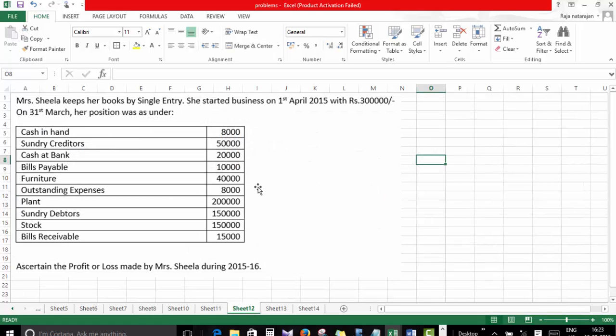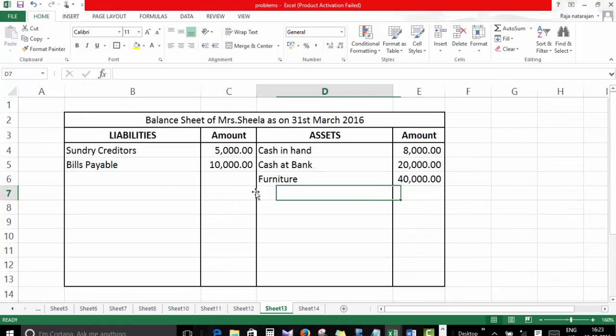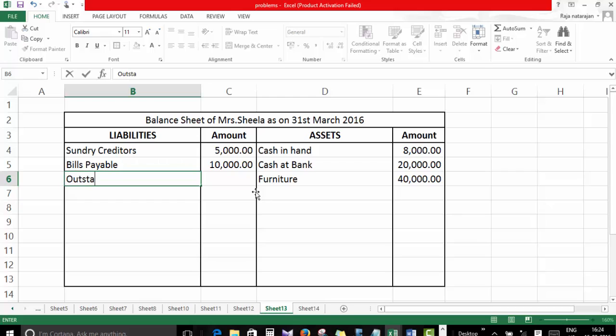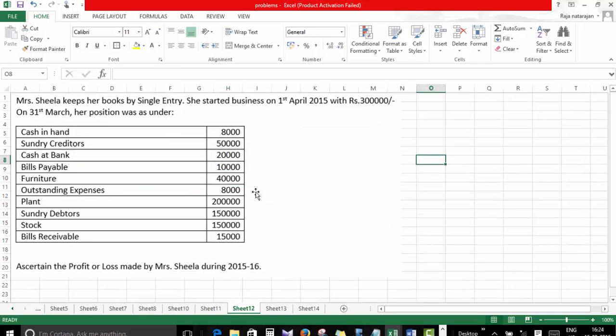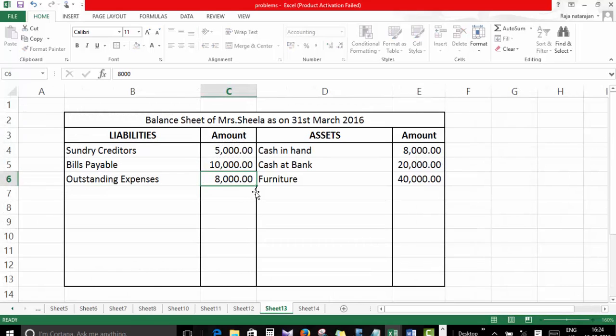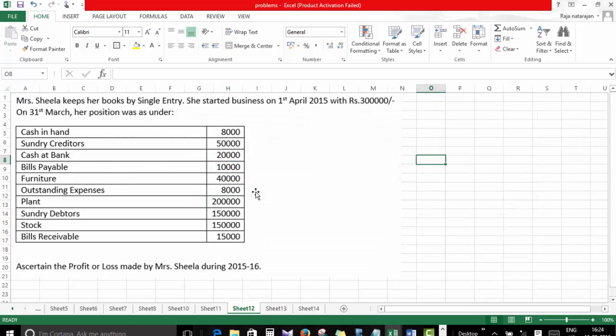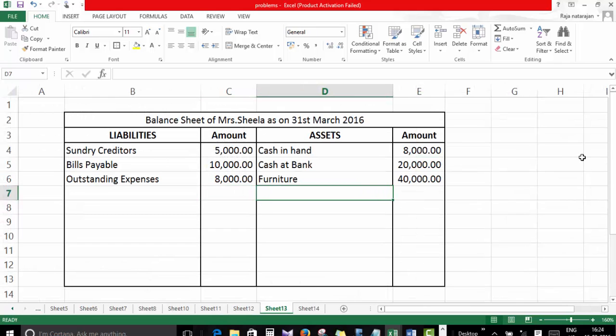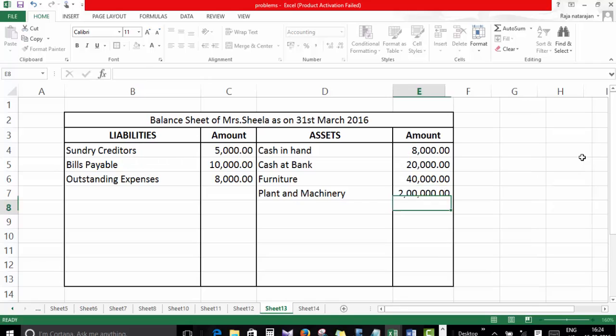Then next item, outstanding expenses. It's a liability. So let's capture here liability, outstanding expenses. What was the amount? It was 8,000. Then go back. Plant and machinery. Plant, that is 2 lakhs. So we'll have that here. Plant and machinery, it is 2 lakhs.